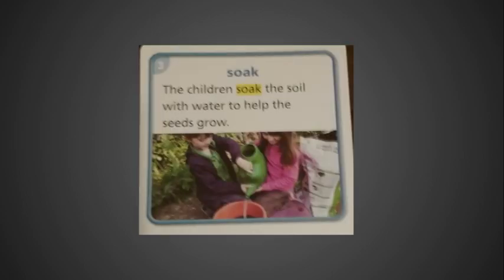Soak. The children soak the soil with water to help the seeds grow. If you soak something, you are completely making it wet with a liquid. So in this example, they're soaking the soil. Have you ever been soaked out in the rain? I know today it was very rainy, and when I came back inside, my hair was soaked. Can you think of something else you might have had to soak? Maybe a sponge? Maybe dirty clothes that were being washed?